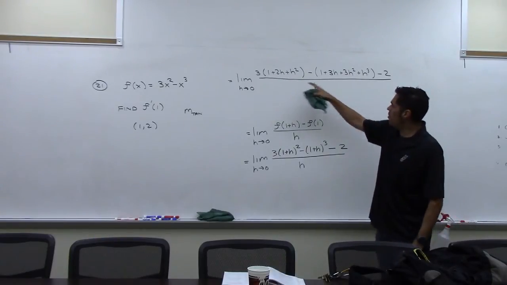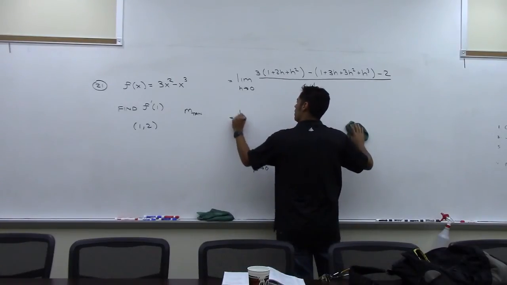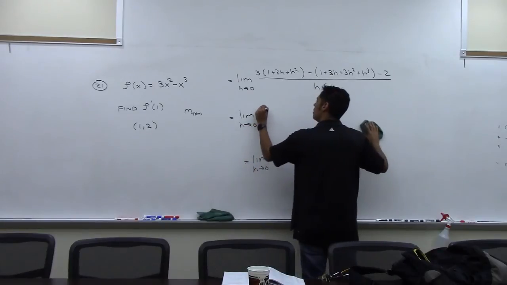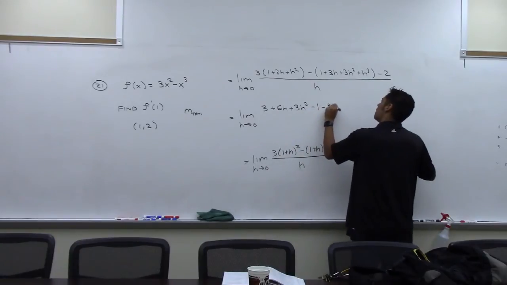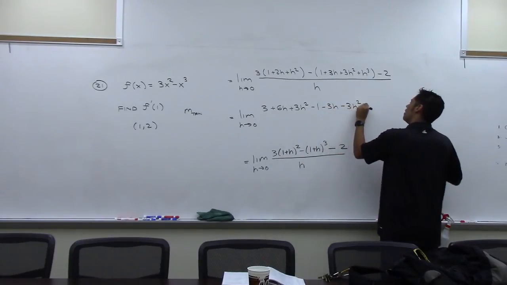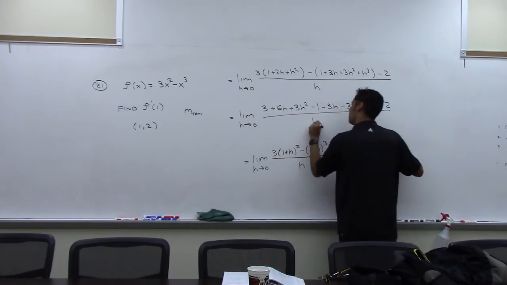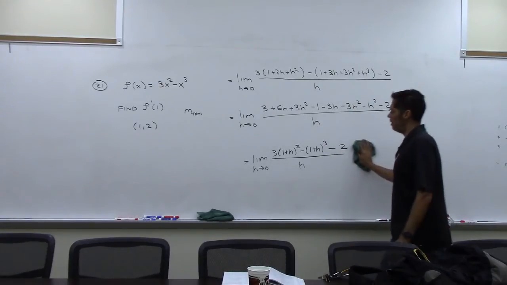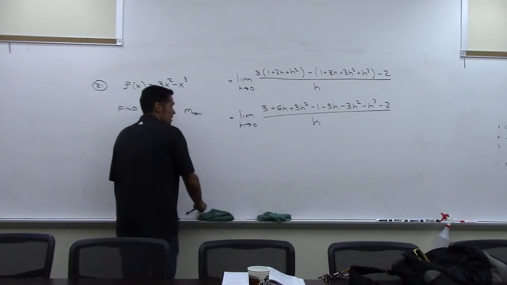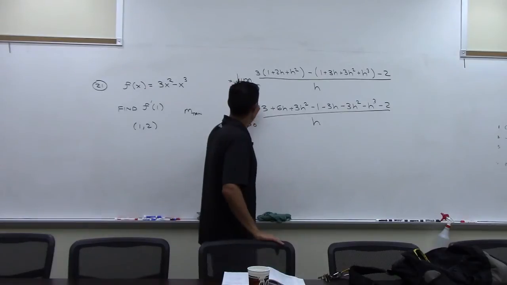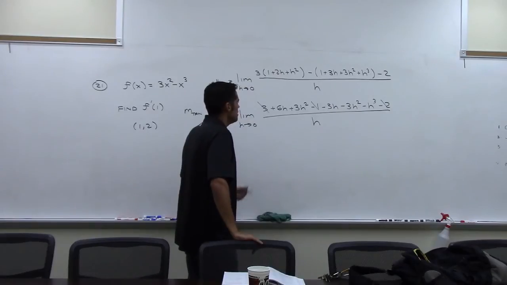I'll distribute the 3 through, I'll distribute the negative sign through, and I'll clean it up. So the limit, h goes to 0, of 3 plus 6h plus 3h squared minus 1 minus 3h minus 3h squared minus h cubed minus 2, and then all of that over h. All right, and I'm hoping that everything's going to go away except stuff that has h's in the numerator. So if we do 3, take away 1, take away 2, that's gone. And everything else has an h.